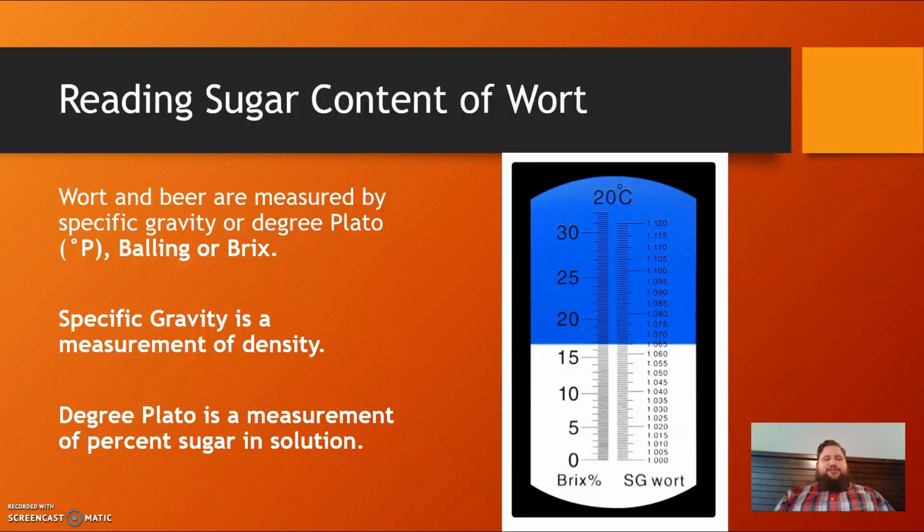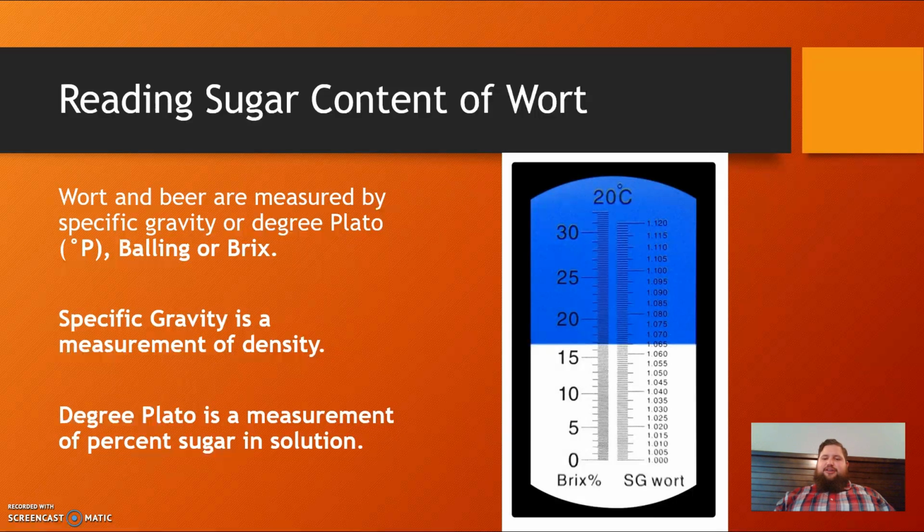Now, it's measured in specific gravity, degree Plato, Balling, or Brix. Plato, Balling, and Brix are pretty much the same thing as far as we're concerned. They differ around the fourth decimal place, but for us, it's essentially the same thing. Specific gravity is a lot like density. So the density of water is 1.000. So as sugar is added to the wort, the density goes up.